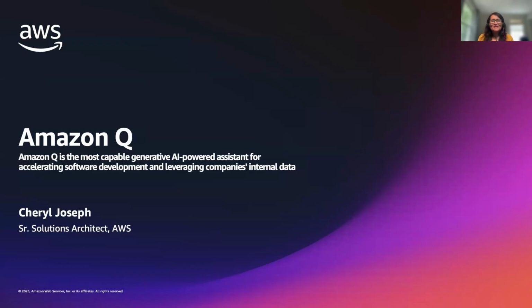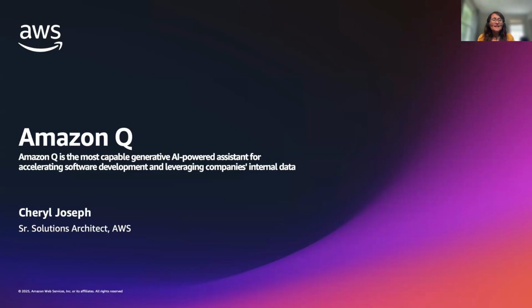So I'm Cheryl Joseph. I'm a senior solutions architect at AWS. I've been here for almost 5 years now, and I work with enterprise customers, helping them on their cloud journey. And I actually have over 2 decades of experience in being a full stack engineer and leading high performance teams. And I'm also based in the South Jersey area. So if any of you want to connect with me, Philly is 45 minutes away.